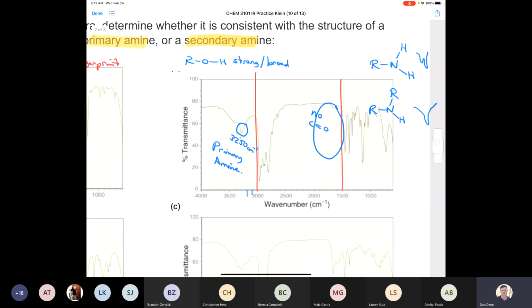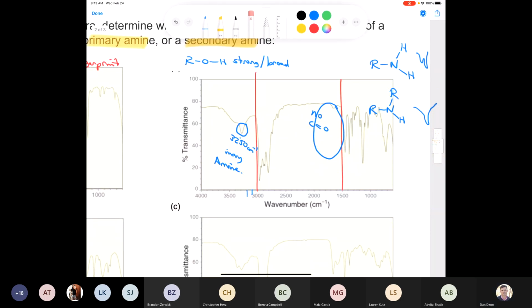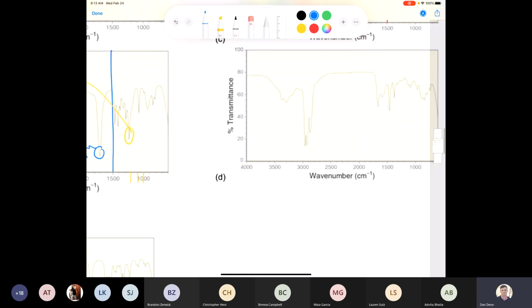Sorry, you guys, I'm getting mixed up with my words. There we go. So yes, it's a secondary amine. Secondary. All right, here we go. All right, let's move on to D.